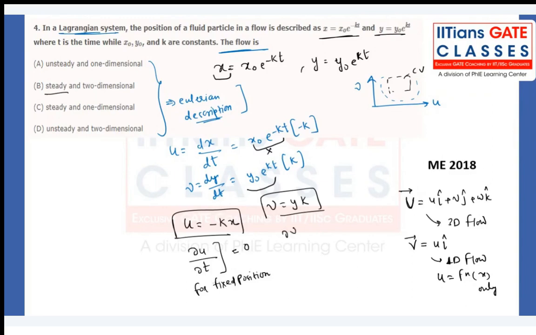What about dou v by dou t? That is also 0. So what you understand is that it is a steady flow. And now you have both u as well as v. That means it is a 2D flow, a two-dimensional flow. So make a note of it.